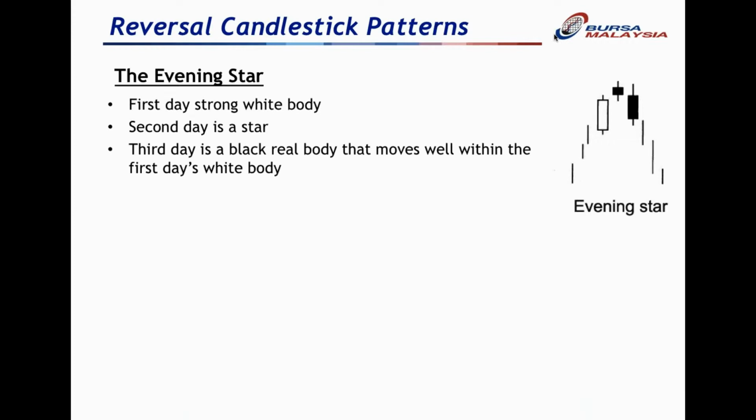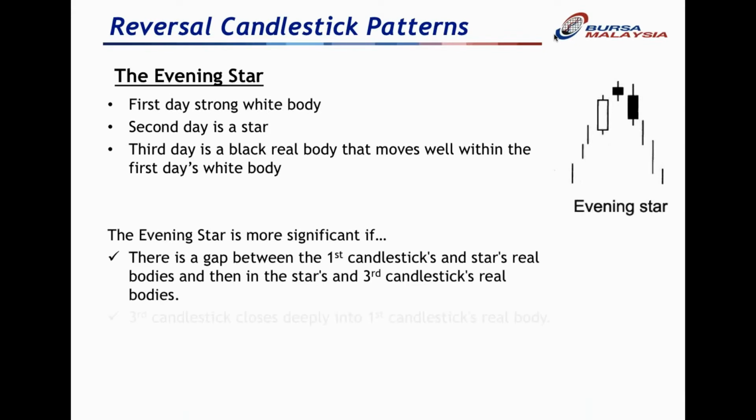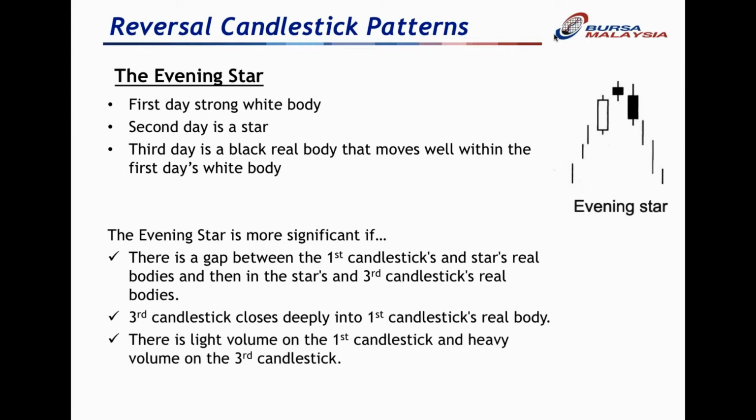An evening star is more significant if there's a gap between the first candlestick and the star's real body, and then there's a gap between the star and the third candlestick's real body. Okay, and the third candlestick closes deeply into the first candlestick's real body, and there's light volume on the first candlestick and heavy volume on the third candlestick. So that's what we call an evening star. Okay, an evening star is a bearish reversal pattern. Okay, when you see an evening star, you might want to sell your stock.